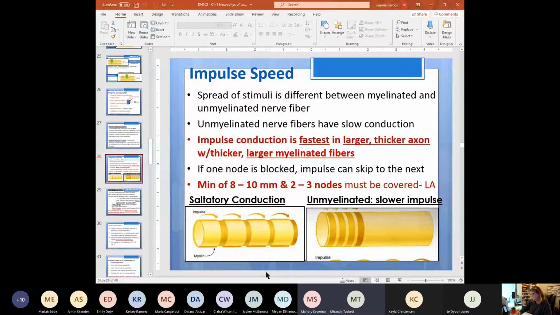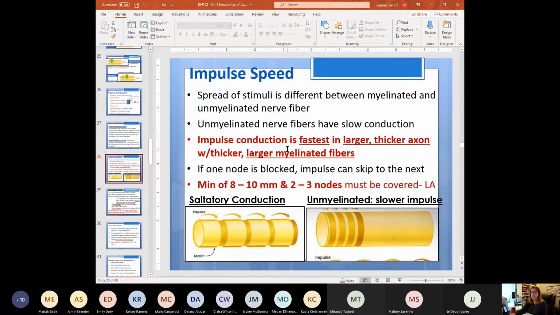So do the impulses skip on the myelinated or both or neither? They skip only on the myelinated. On the unmyelinated, there's nothing to skip to, so it just goes straight across instead of being able to go like this. So the conduction obviously would be faster in the one that can skip. So this would take a little bit longer.